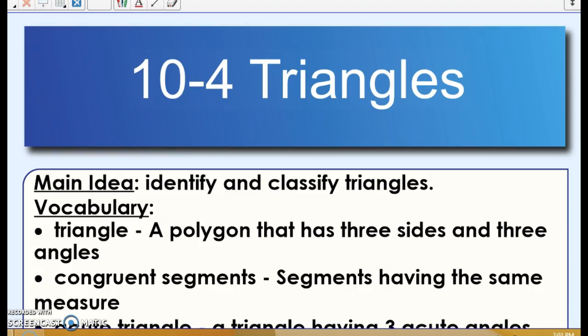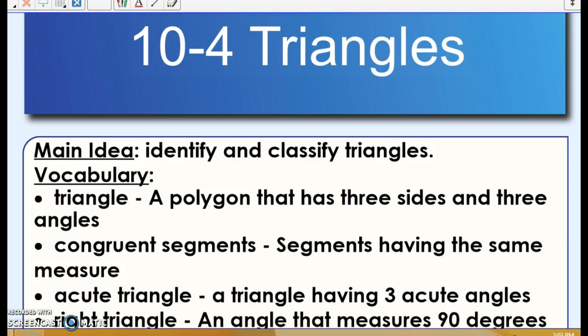Hello, this is Mr. Molo on lesson 10.4, triangles. And there's some vocab we need to go over before we start this lesson.